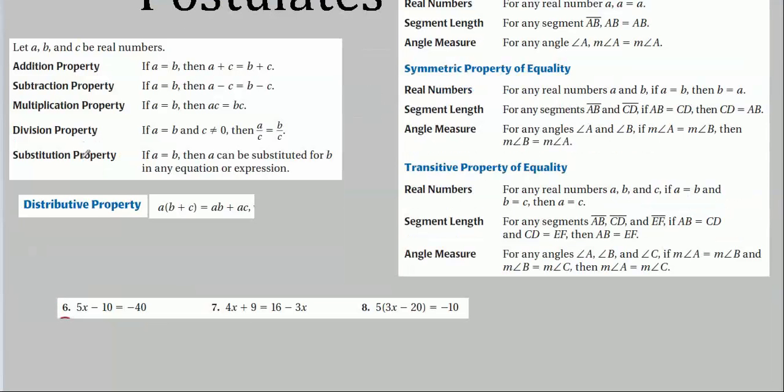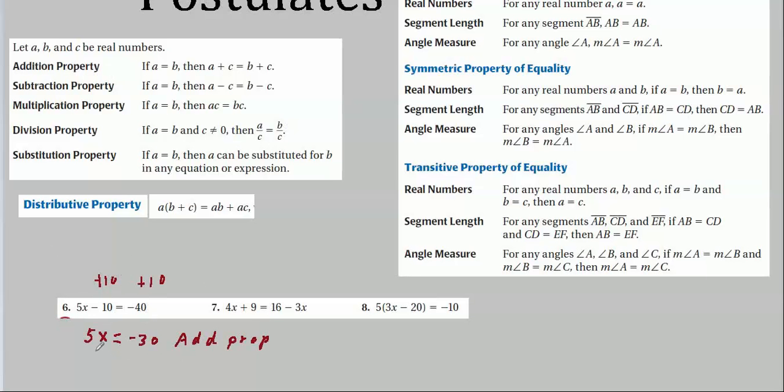These are pretty easy. In fact, I'm sure you know exactly what to do. All we have to do is just make sure that we justify each step, unlike what you've probably seen me do up till now. Let's add 10 to each side. Oops, pardon me. So if we add 10 to each side, we get 5x equals minus 30. And why can we do that? Addition property. We justify it over here, addition property.